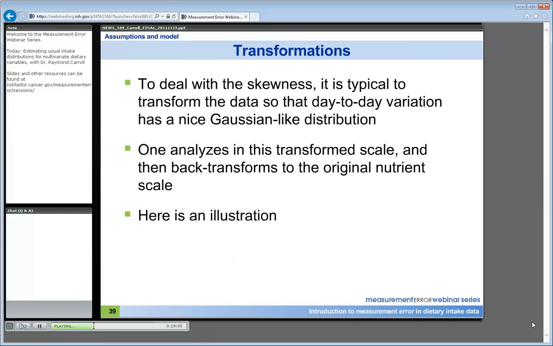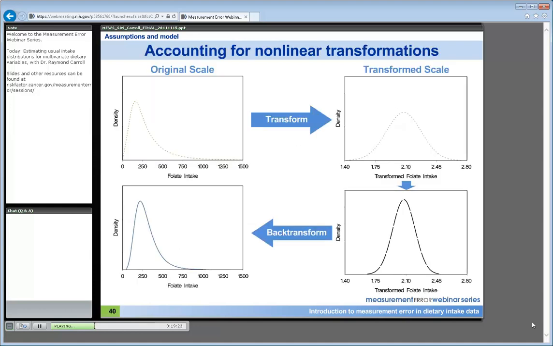To deal with the skewness, we try to go back to that beautiful bell-shaped curve. Everybody loves bell-shaped curves, Gaussian-like distributions. So what we do, and it's typical to do this, is we transform the scale of the nutrient, do a measurement error correction, and then back transform to the original nutrient scale. So this is an illustration. You've seen this before, but this is what we do.